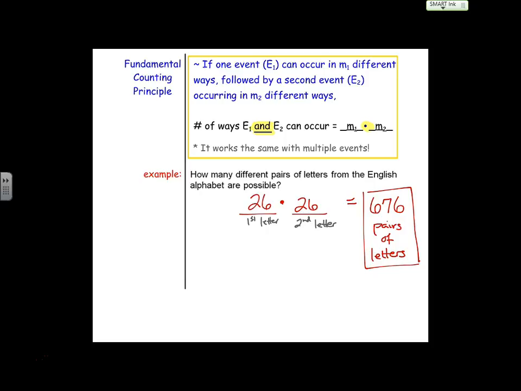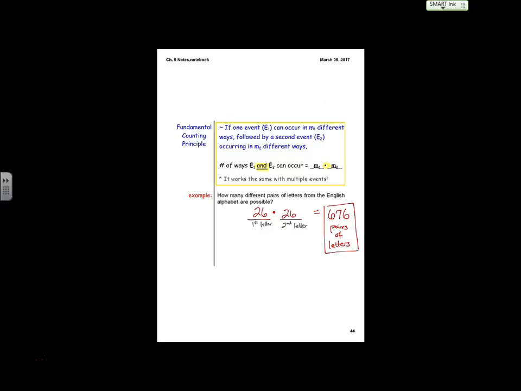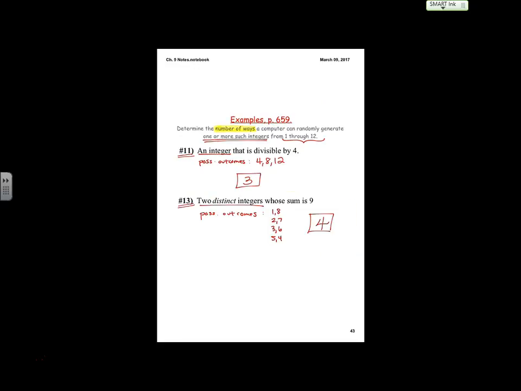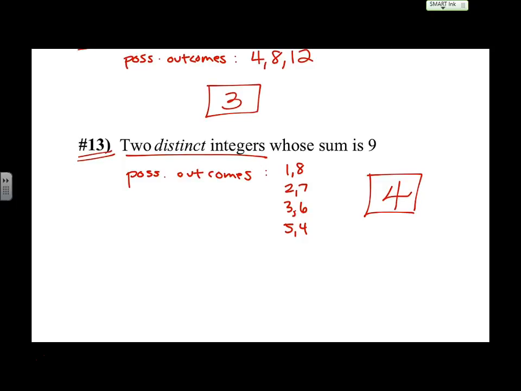With a Scrabble bag, order does not matter. So let's go back real quick and ask ourselves the following question, because that's the exact same question that Luca was asking over here, right? Two distinct integers. How did I explain that 4 worked? I said 1 and 8, 2 and 7, 3 and 6, 5 and 4 gets the exact same result as 8 and 1, 7 and 2, 6 and 3, 4 and 5. And is that statement true?